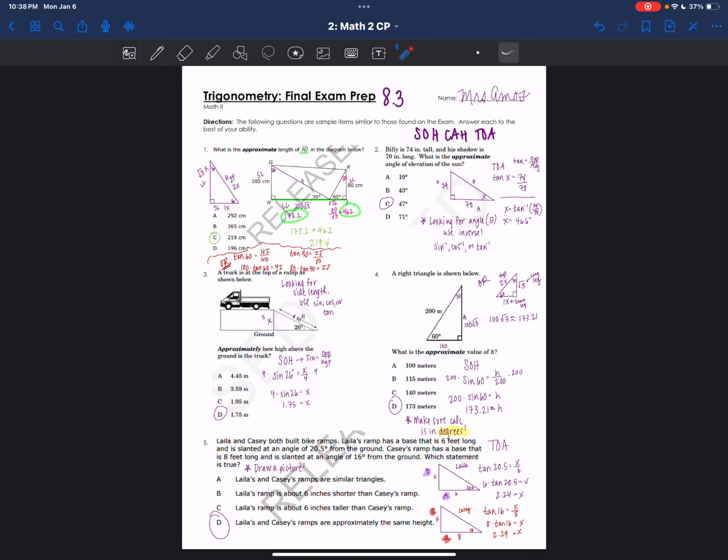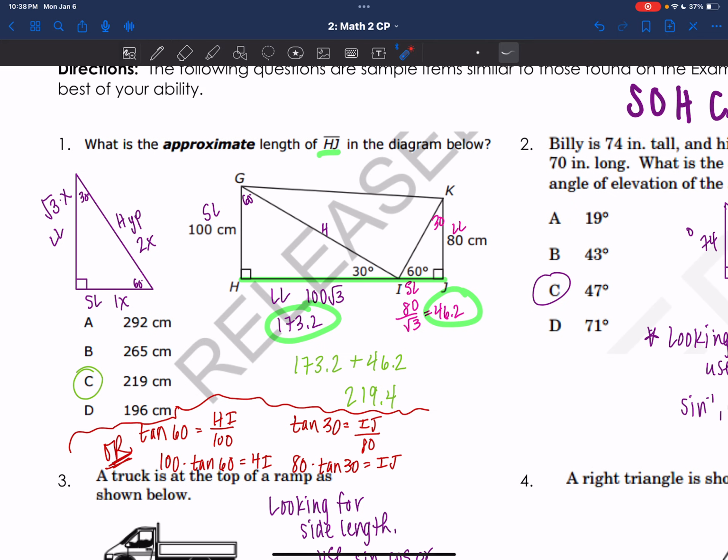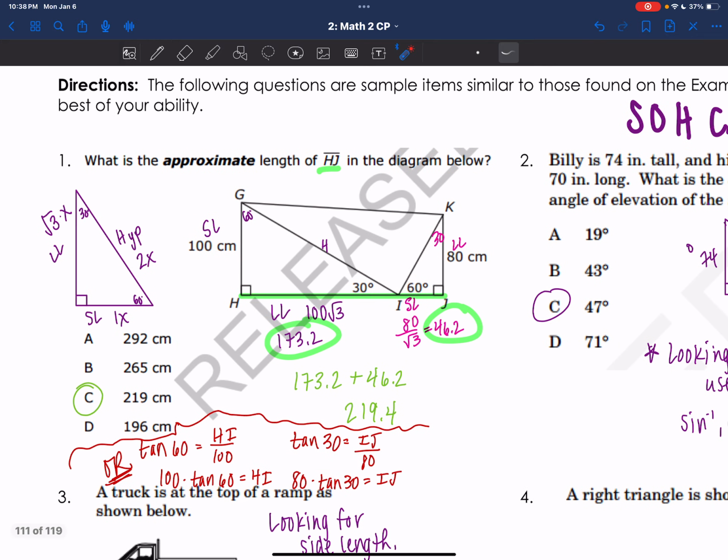All right, now we're going to do our review for trigonometry. It's very important you have a calculator, scientific or graphing, because you will need it. We're going to find the approximate length of HJ, which is this whole length here, in the diagram below. There are a couple of different ways to do this. You can do this using special triangles, which is fine.